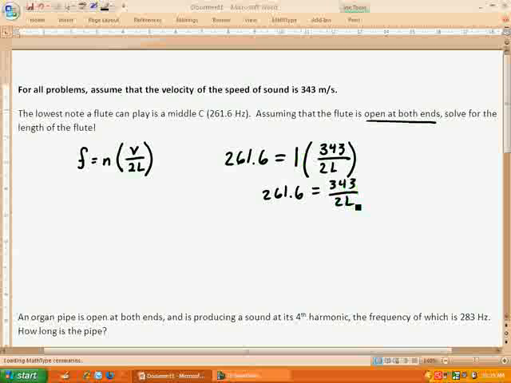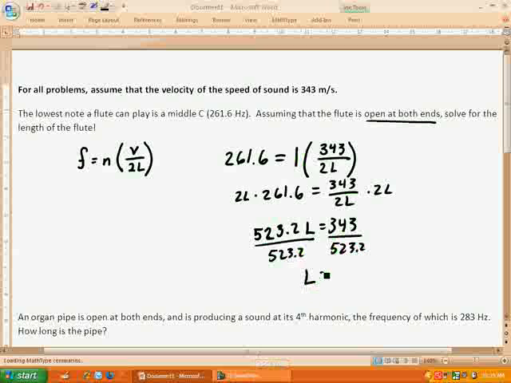Now from here there's a couple of different ways that you can do it. I'm going to multiply both sides by 2L, and by multiplying both sides by 2L I will end up with 523.2 times L will equal 343. Then we'll divide both sides by 523.2.